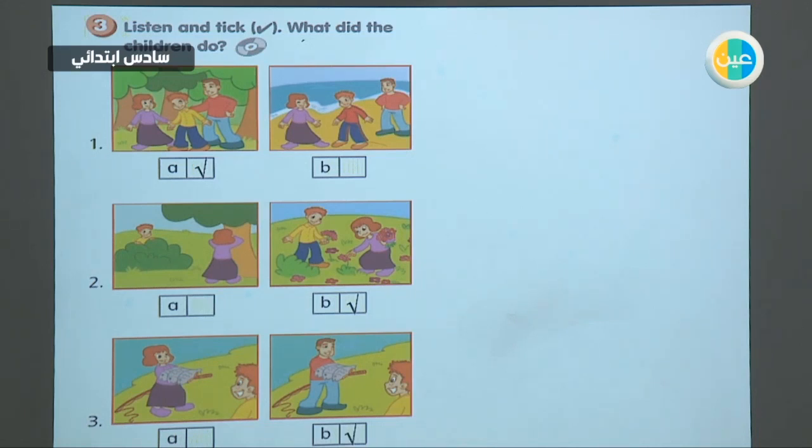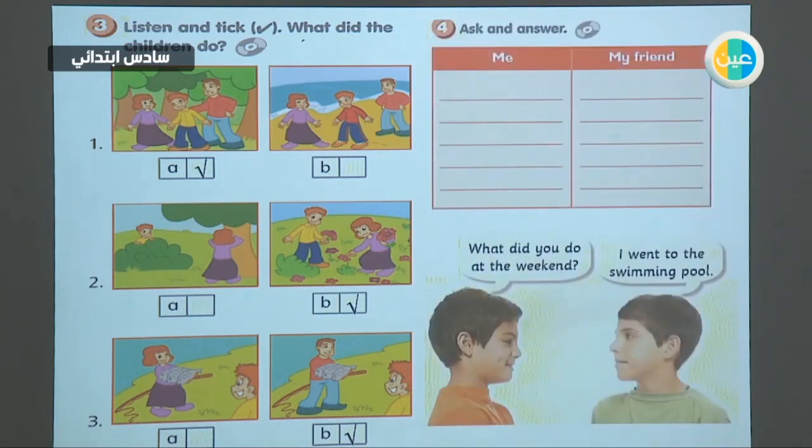Okay. Let's move to the speaking exercise. Ask and answer. Here we have 2 boys, and these 2 boys are talking about their weekend. One of them is asking his friend about his weekend. I want you to write a question and ask your brother or sister what they did at the weekend. And let's listen to these 2 boys. What are they saying? 4. Ask and answer. What did you do at the weekend? I went to the swimming pool.